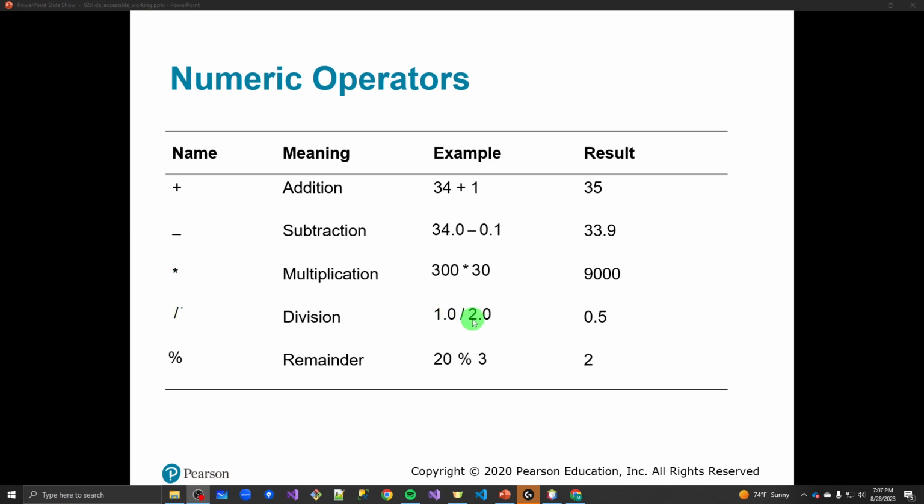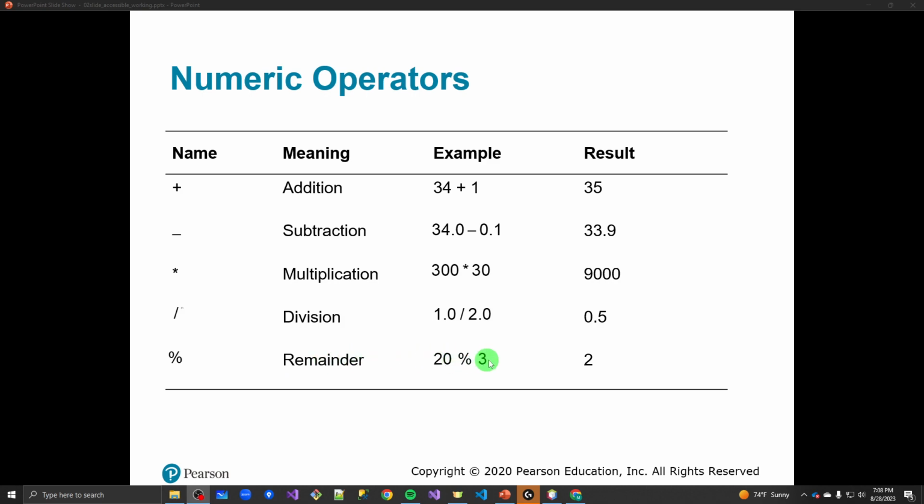So if I say 1.0 divided by 2.0, I get 0.5. 1 divided by 2 is 0.5. Okay. But this one you're probably not familiar with. If you think back to when you first learned division, you didn't do decimals. If you were dividing the number 8 by 3, you would say 2 with a remainder of 2. Okay, 2 times 3 is 6, and there's a remainder of 2 to get to 8. So the percent is actually called the modulus operator, okay, and it gives you the remainder.